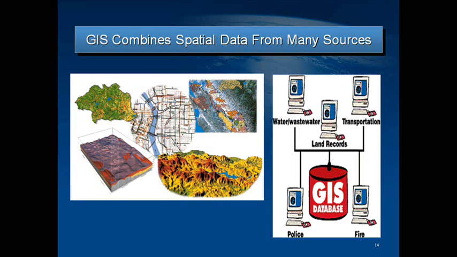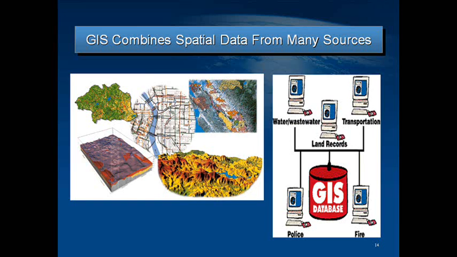Obviously what this slide shows, it says GIS combines spatial data from many sources. And that, again, echoes back to sharing data with people, them sharing the data with you, okay? You'll see on the image on the left, they have many different people using GIS. They're all connected to the GIS database. But who's using it? Okay, you have the water wastewater division.